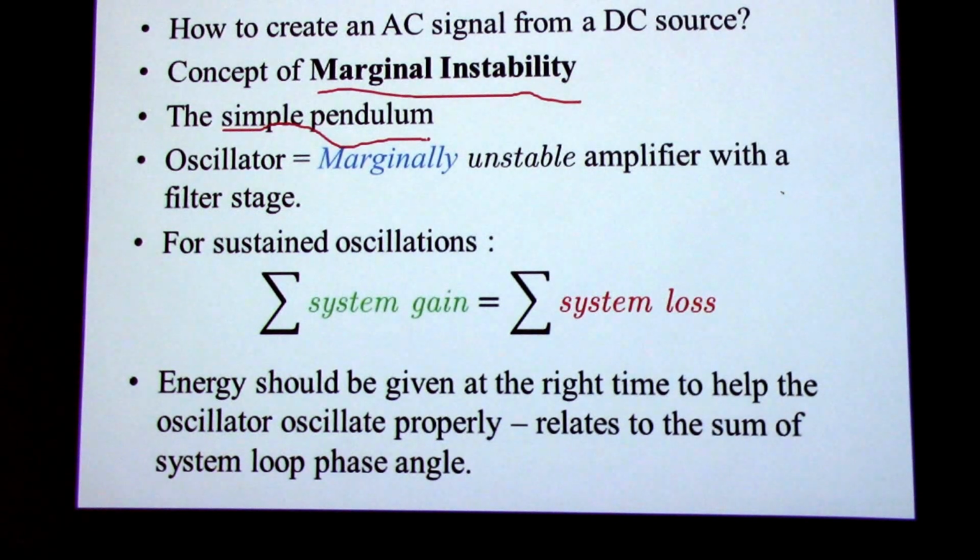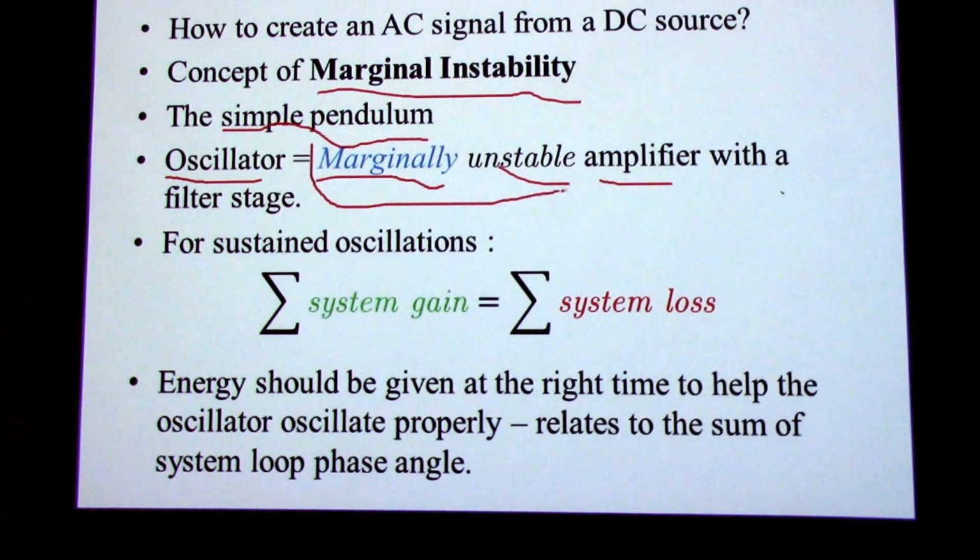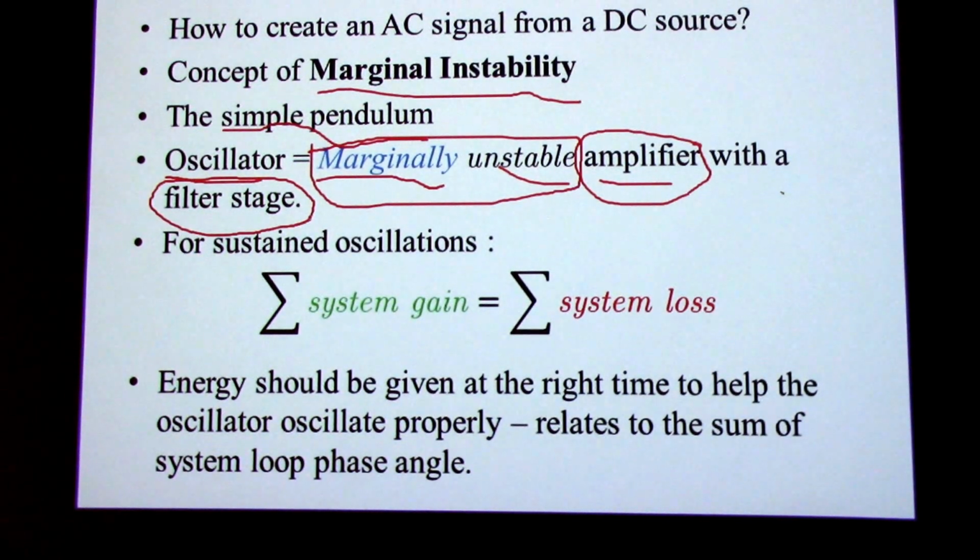So an oscillator is a marginally unstable amplifier with a filter stage. There are a few things we need to concentrate on. First thing is marginally unstable. Then we have an amplifier. Then we have a filter stage. So we'll see what it is. It's pretty wordy, it has a lot of things in it, but in reality it's simple to understand.